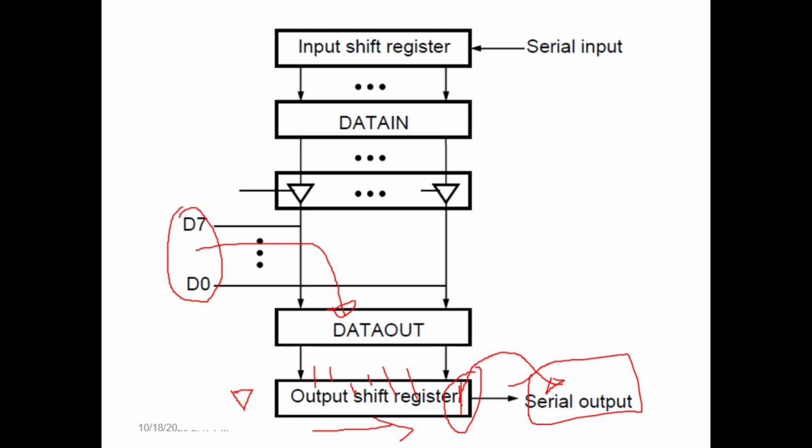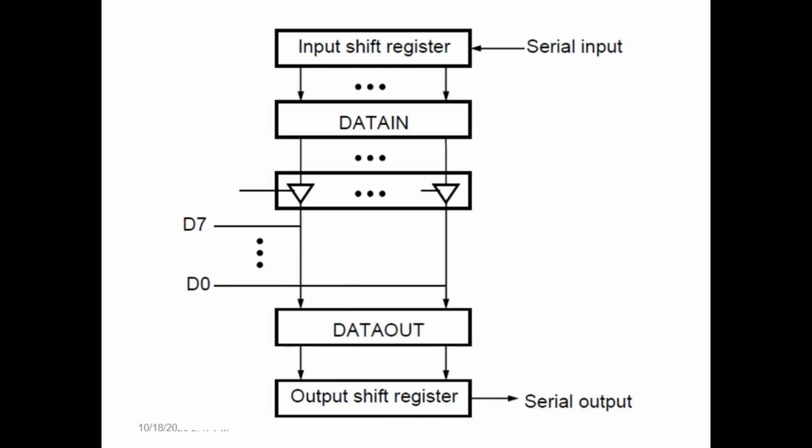So the output device here gets data bit by bit, but the processor transfers the whole 8 bits at a time to the data out register. Now there is one concept while reading data in from the input device. Once the 8 bits are collected in the input shift register, they are transferred to the data in buffer.